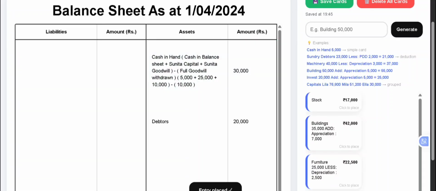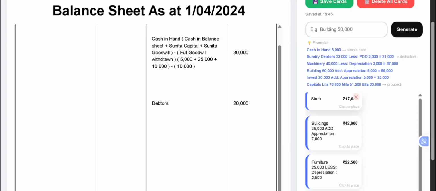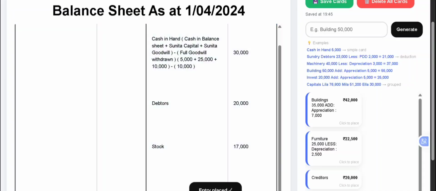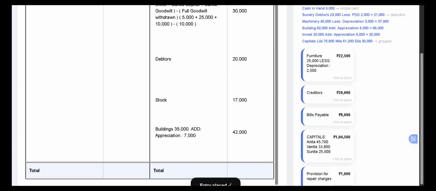Now moving on to the next adjustment, that is the stock. Now for stock there's no adjustment, so we are going to bring down the stock on the asset side, stock 17,000. Next we have is the buildings. Now buildings are being appreciated, so show it on the asset side. Buildings 35,000 and the appreciation 7,000. So total value of the buildings is 42,000, which will appear on the asset side.